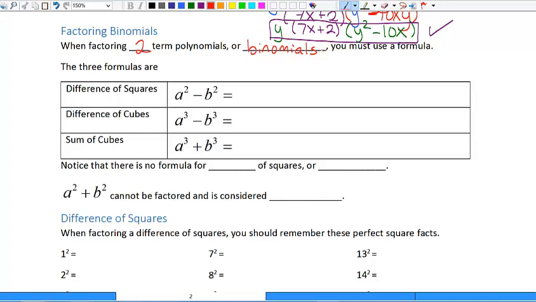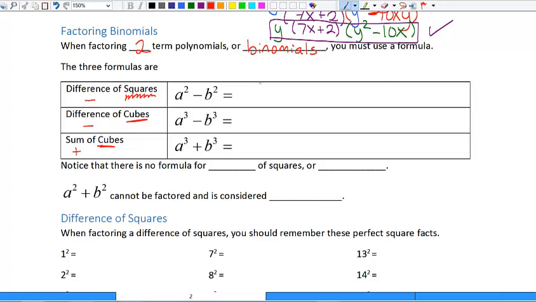The difference of squares, which is a squared minus b squared, the difference of cubes, which is a cubed minus b cubed, and the sum of cubes, which is a cubed plus b cubed. Notice the cubes indicate that we're going to have little threes. The squares indicate we're going to have little twos. Difference means minus and sum means add. So these names are very descriptive of their polynomials.